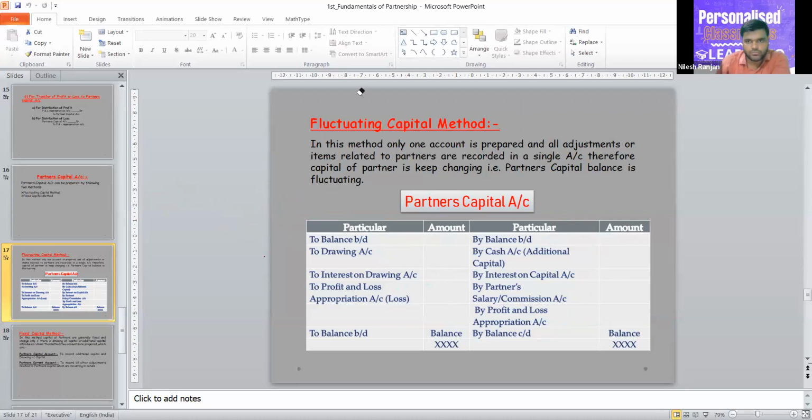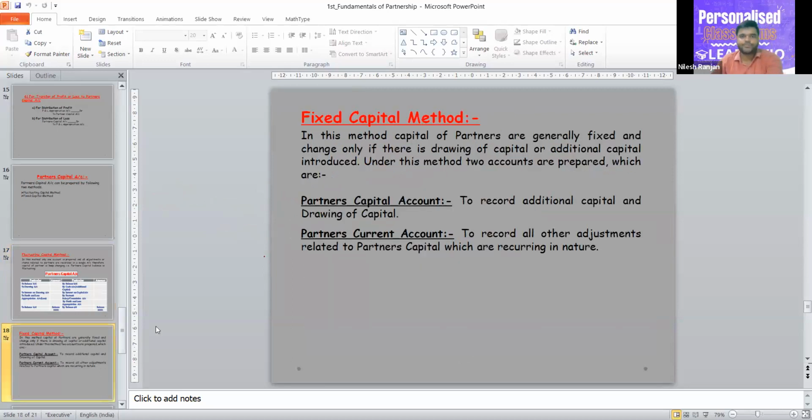So this is our fluctuating capital method. Now fixed capital. In this method, the capital of partners is generally fixed and changed only if there is a drawing of capital or additional capital introduced. I told you only two items go to the capital account: additional capital and drawing of capital. You have to remember this. Drawing of capital will go to the capital account and drawing of profit will go to the current account.